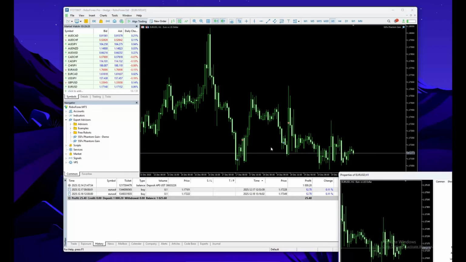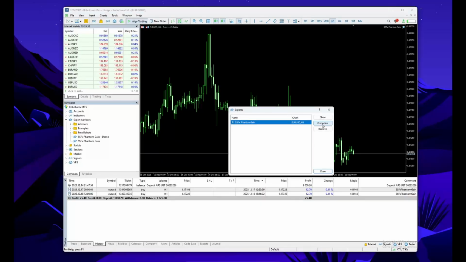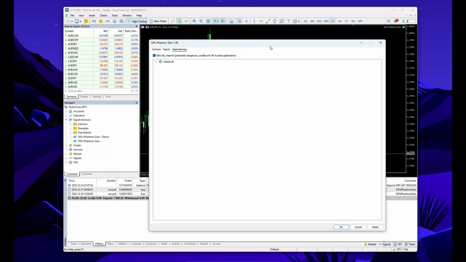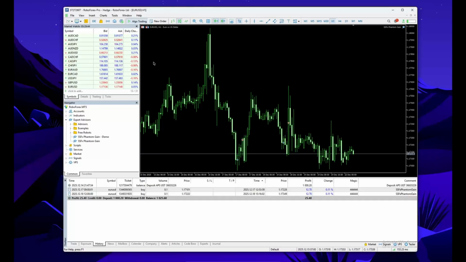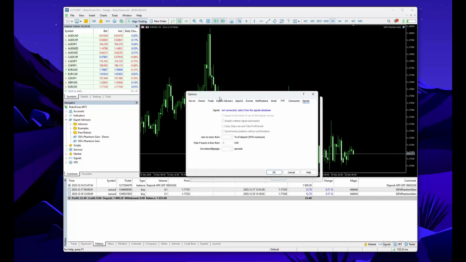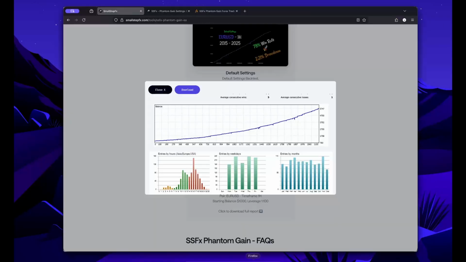Lastly, something I should mention: whenever you are trying to set up the bot, remember to make sure that you've turned on algo trading, and that you have allowed DLL imports. You'll also need to allow them in your terminal. You go to the experts tab, you allow algorithmic trading, and then you allow DLL imports. For all the other settings, you can customize them based on your preferences. Otherwise, that's it for the settings related to the bot.